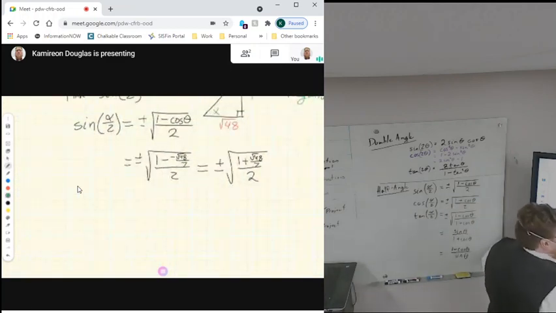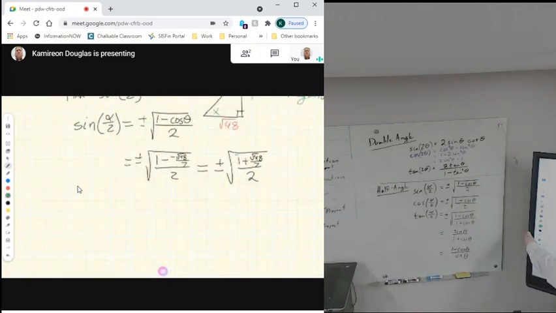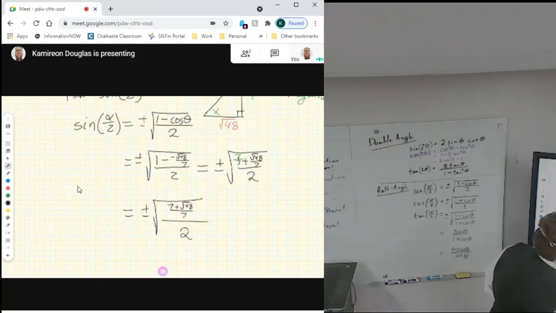Next step. I'm going to start by combining these two. So I'm going to turn this 1 into a 7 over 7. And then combine this. So this becomes plus or minus big square root, 7 plus square root of 48 over 7, all over 2.